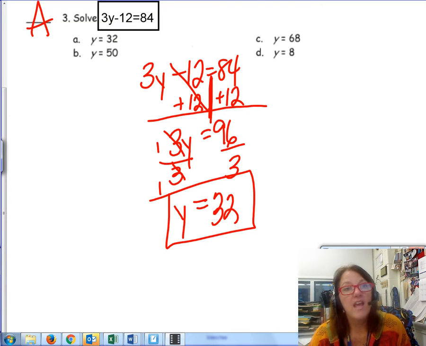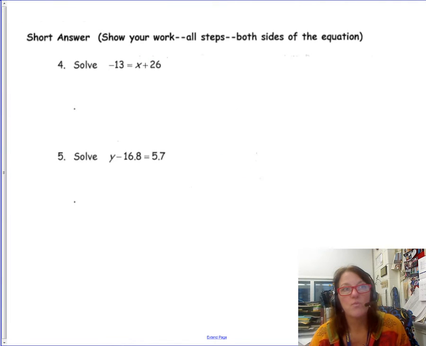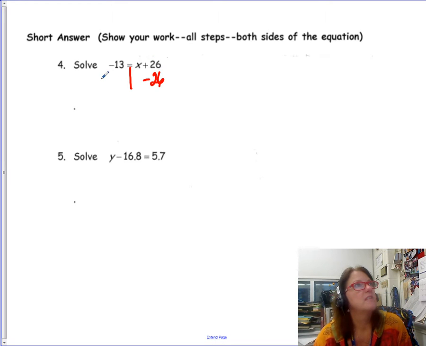All right, now we are done with this part, and now we are moving on into just work it out. No more multiple choice. So here we go. Number 4, get x by itself. You have to counteract adding 26. Do that by subtracting. Make sure you do it on each side of the equation to keep things fair and balanced. These counteract each other and go to 0. X plus 0 is x.